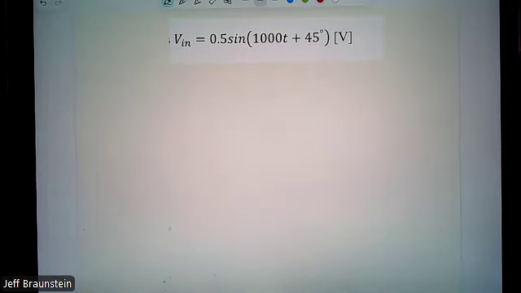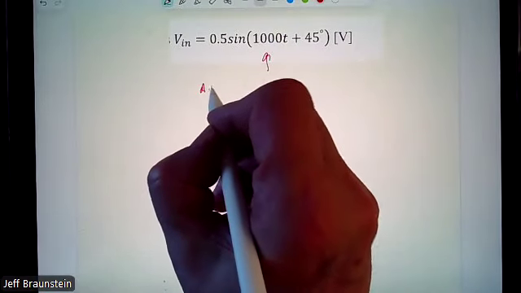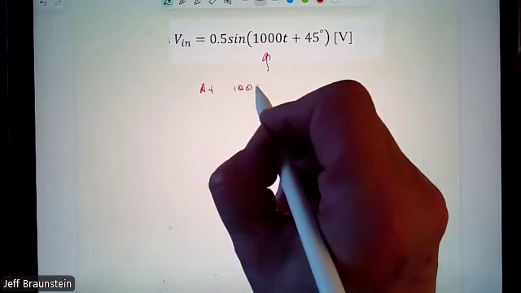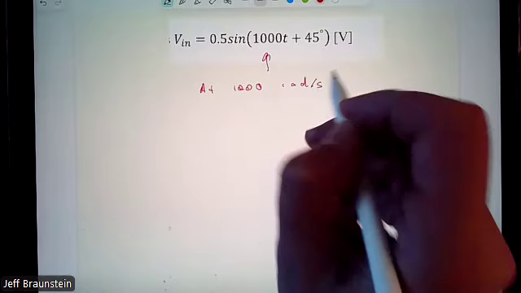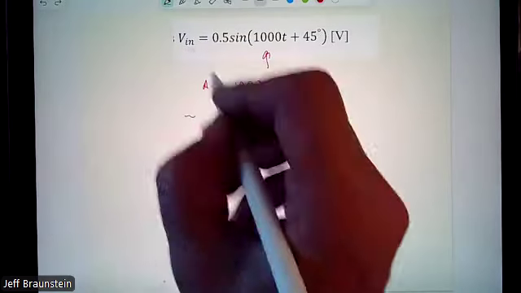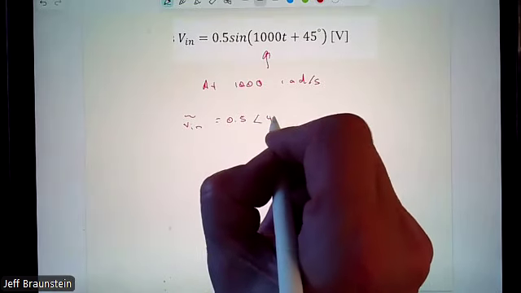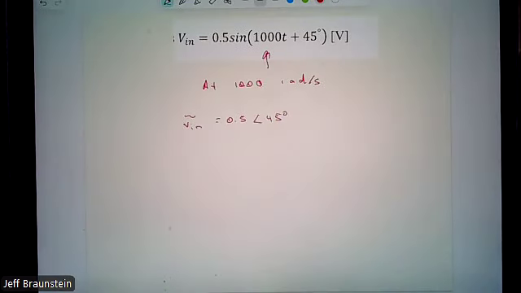Frequency. We need to know what frequency we're talking about. Here's our frequency. So we are saying at 1,000 radians per second, we can write this in phasor form as V in equals 0.5 angle 45 degrees, which is at 1,000 radians per second. There's our phasor form at 1,000 radians per second.